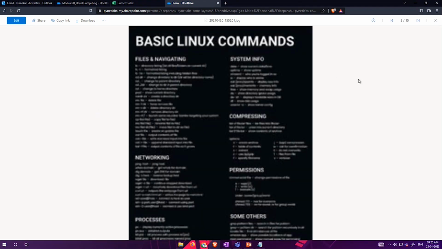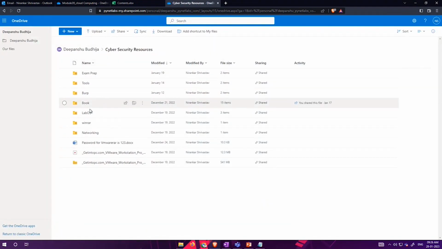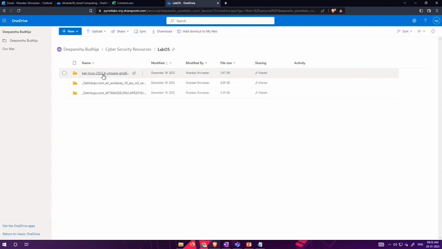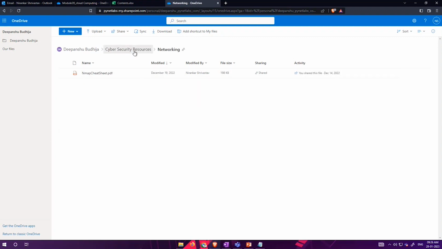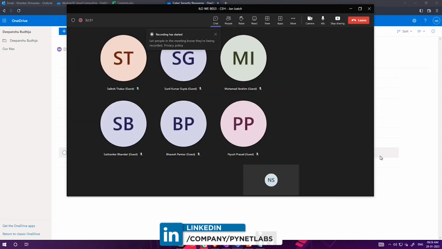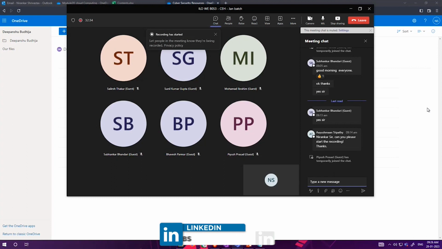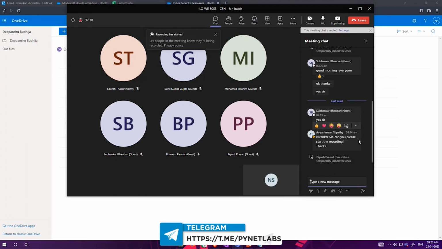And here we have basic commands for Linux, and we'll learn about that also. This is about the book. We have the lab versions, which cover Kali Linux, Windows, and Windows 7. In networking, we have an nmap cheat sheet. I'll paste this URL into the chat box and also in our Telegram channel, but I will do that in the coming classes so that you don't get afraid of what we have.